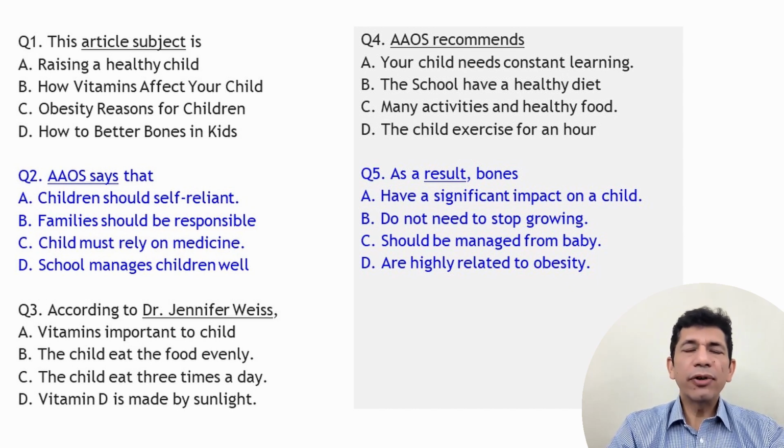According to Dr. Jennifer Rees, we have to find out where Dr. Jennifer Rees is and what she is saying. Question number 4 is AAOS recommendations. So we will see what they are recommending. And question 5 is a result of something, so that the bones become something.